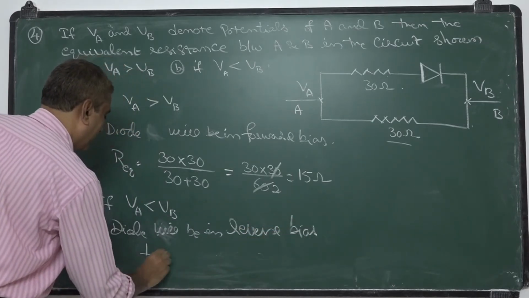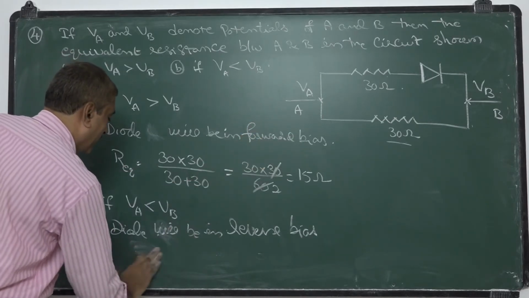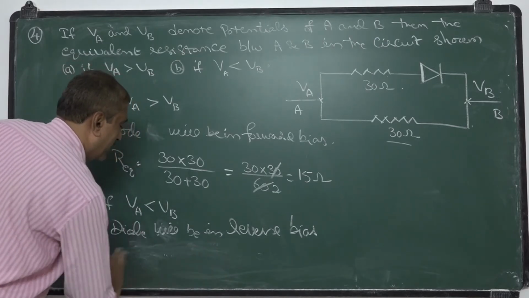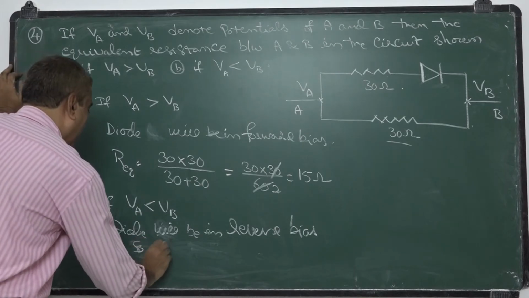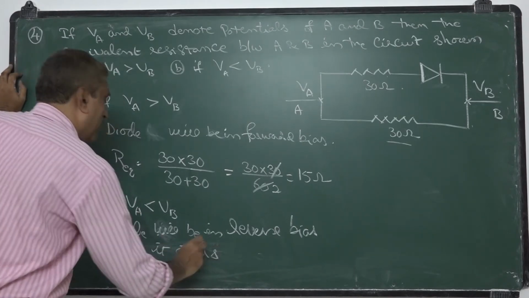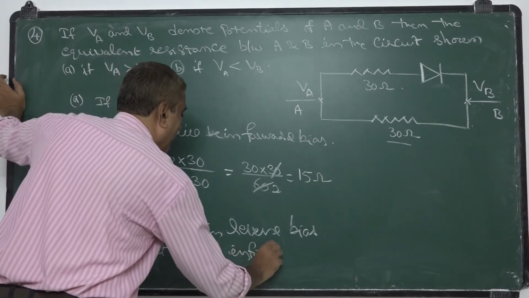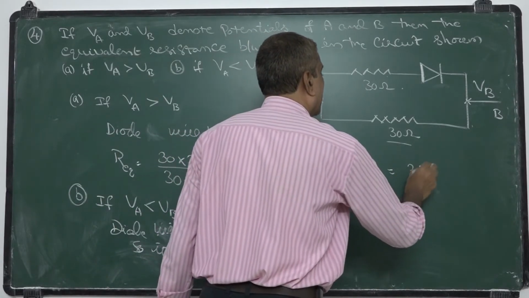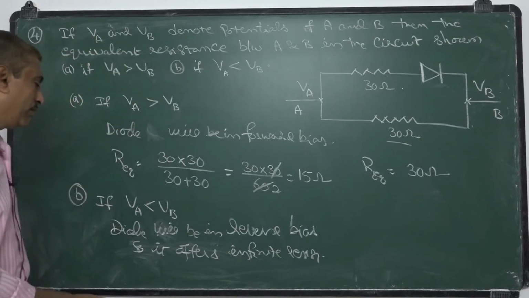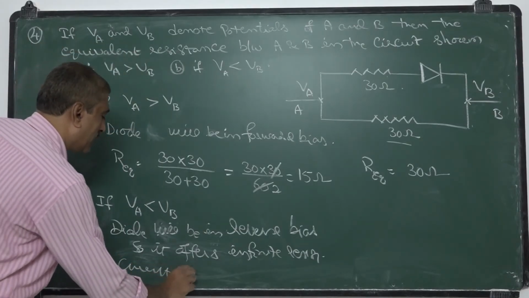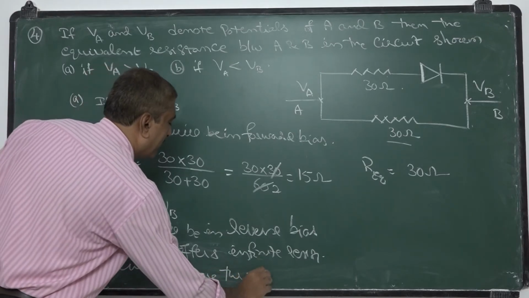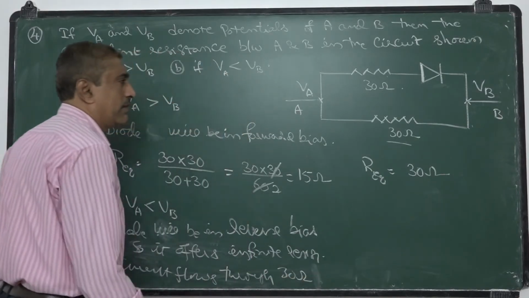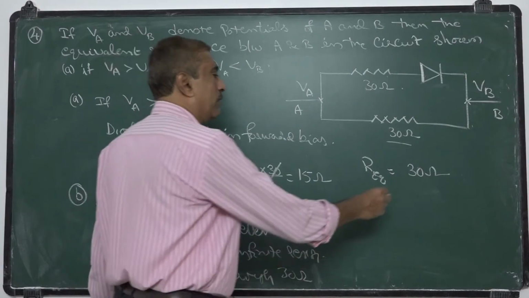So the equivalent resistance is simply 30 ohm. The diode will be in reverse bias, so it offers infinite resistance. So R equivalent is equal to simply 30 ohm, since current flows only through the 30 ohm. So R equivalent becomes 30 ohm.